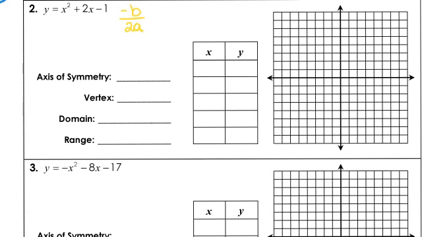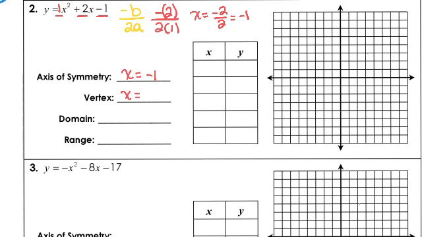So we have to be able to identify the a term, the b term, and the c term. The a term is 1, the b term is 2, and the c term is -1. So -b would be -2, where b is 2, times 2a, and a being 1. So what does this equal? What's the x value here then? -2 over 2, or also known as -1. So the axis of symmetry is x is equal to -1.